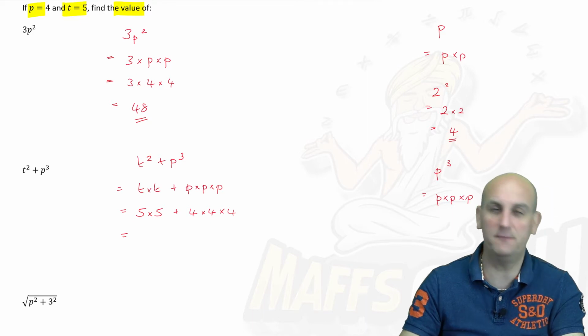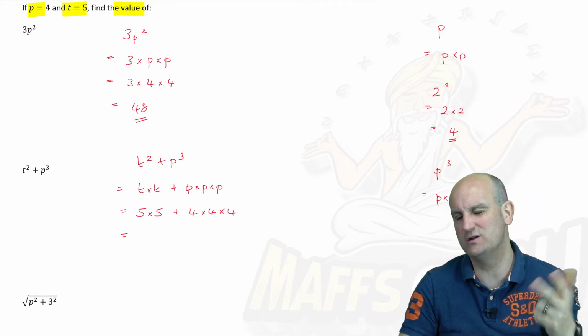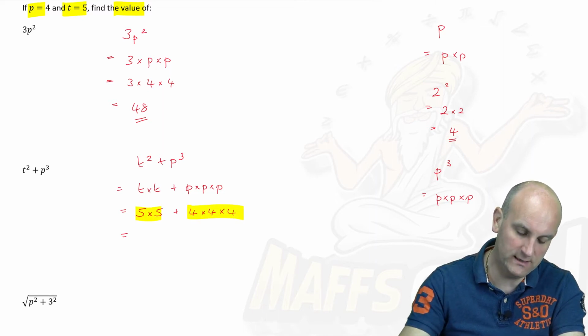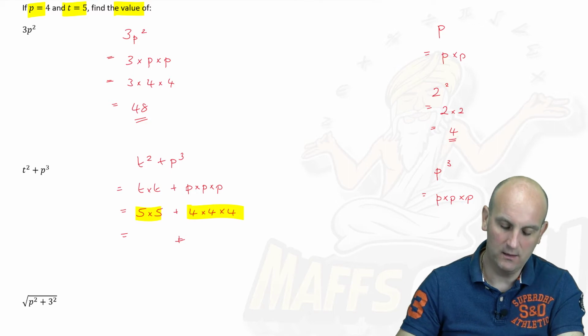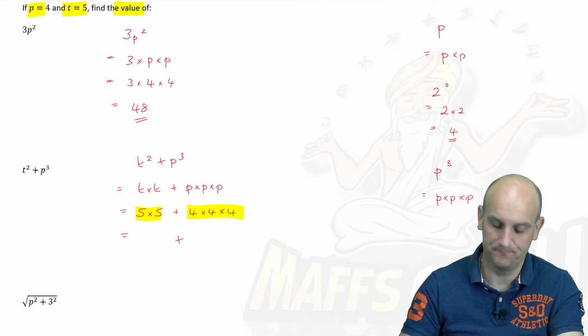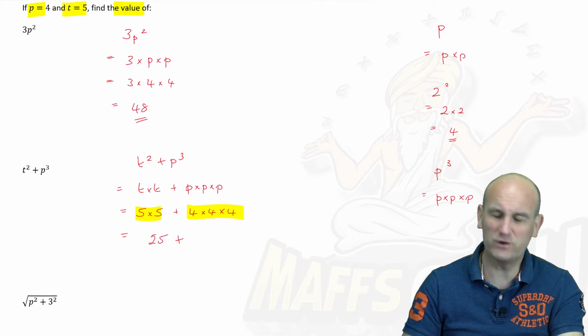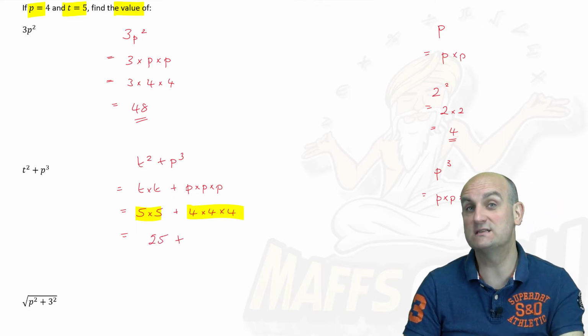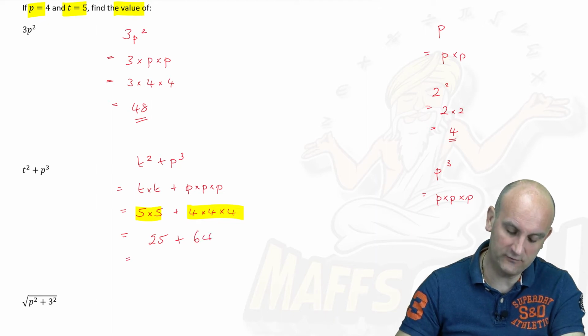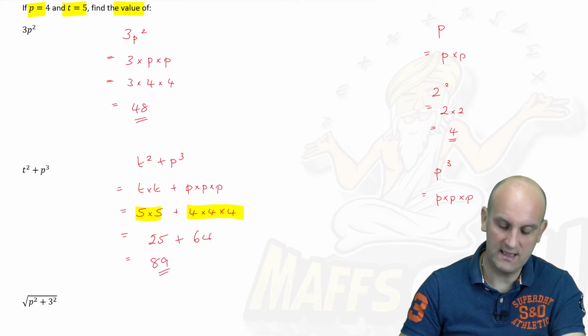All right, so BIDMAS: brackets, none; indices, none; division, none; multiplication, yes. There are two multiplications to do. So I'm going to write down the plus in between to make it easy for me, so that it doesn't look like a plus with an equal sign. So there's my plus. 5 times 5 is 25. 4 times 4 times 4: well, 4 times 4 is 16, times that by 4 is 64. And adding those together gives me the great value of 89.